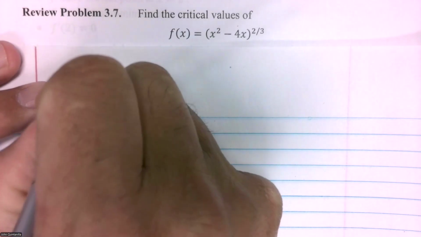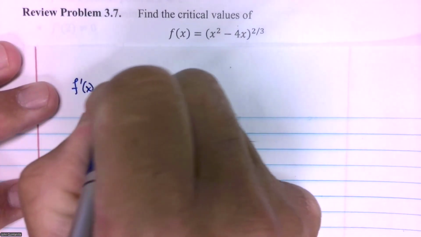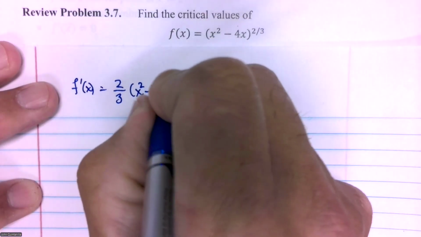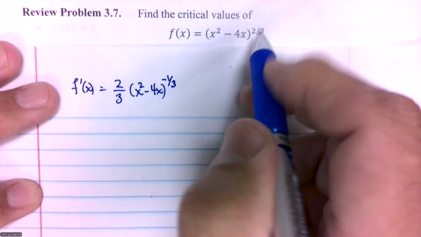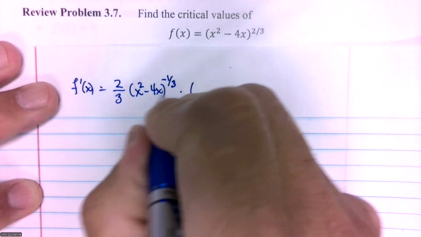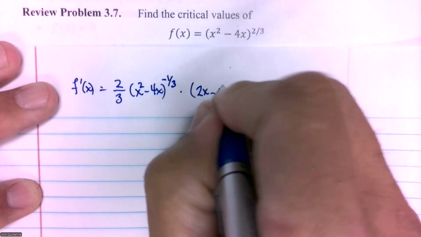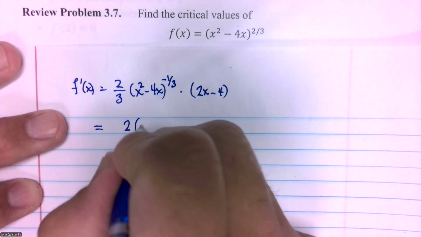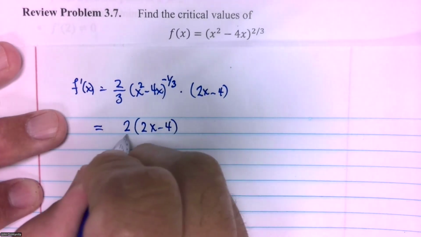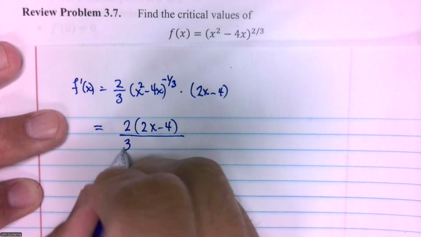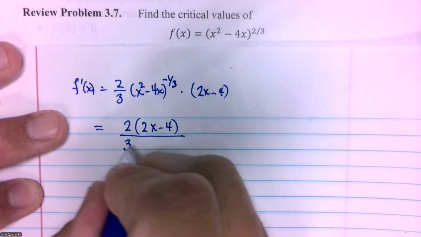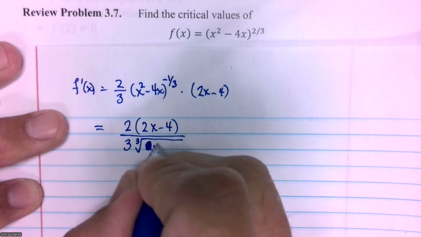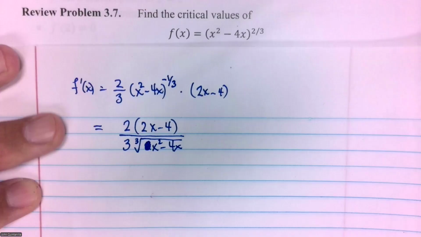So first off, the derivative, f prime of x is equal to 2/3 times x squared minus 4x to the negative 1/3, subtracting 1 from the exponent, times the derivative of the inside, which is 2x minus 4. And so let's rewrite this. We have 2 times 2x minus 4, and then I have 3, and then this is a cube root in the denominator. So I've got the cube root of x squared minus 4x.